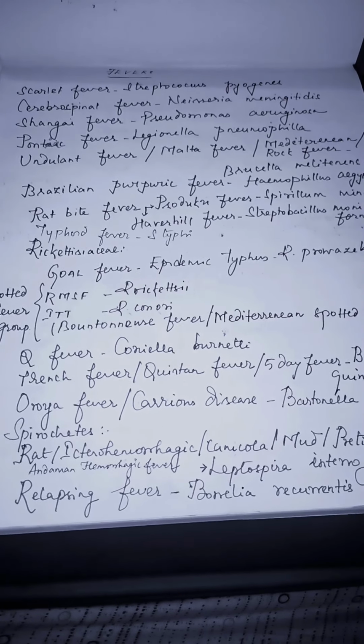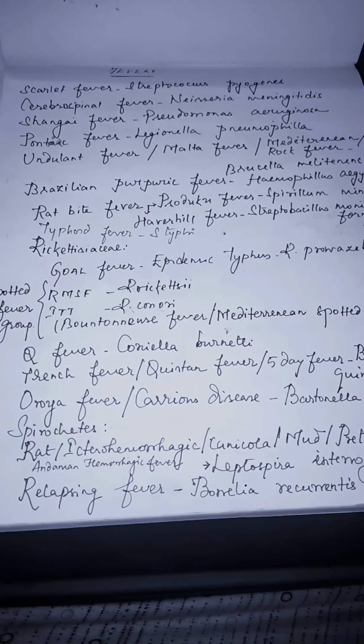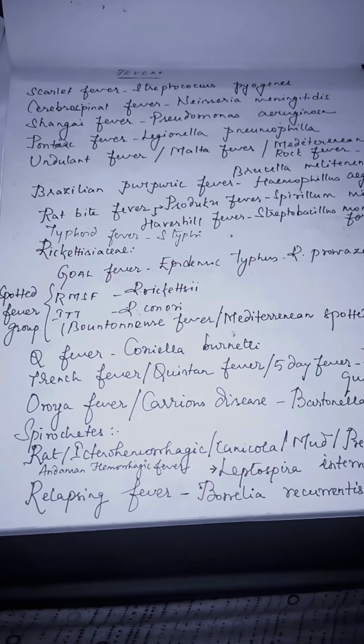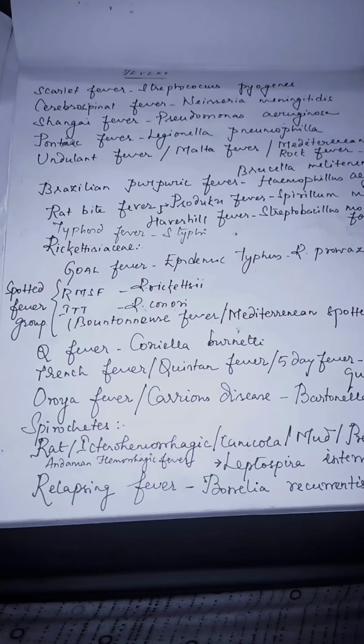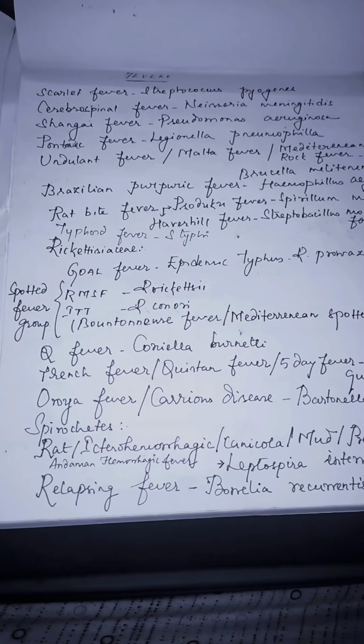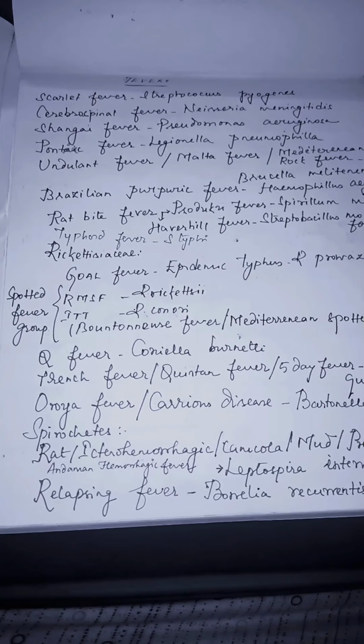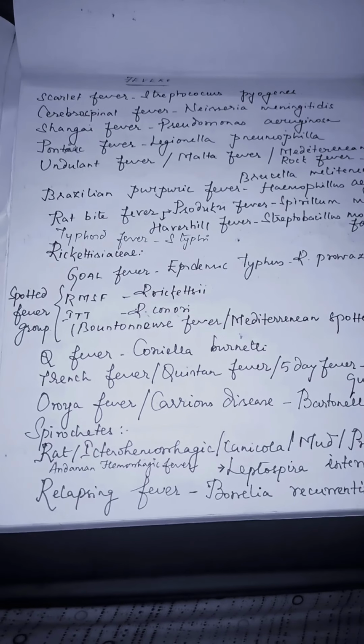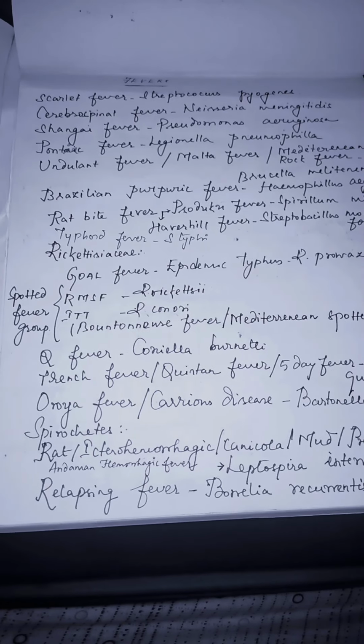Then Rocky Mountain spotted fever, Rickettsia rickettsii, which is hard tick. Okay, it's vector borne. The whole rickettsial group is vector borne. And Rocky Mountain spotted fever is transmitted by hard tick. Indian tick typhus, that is Rickettsia conorii.